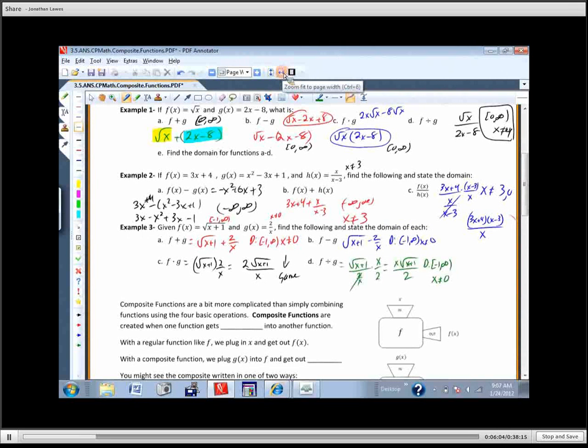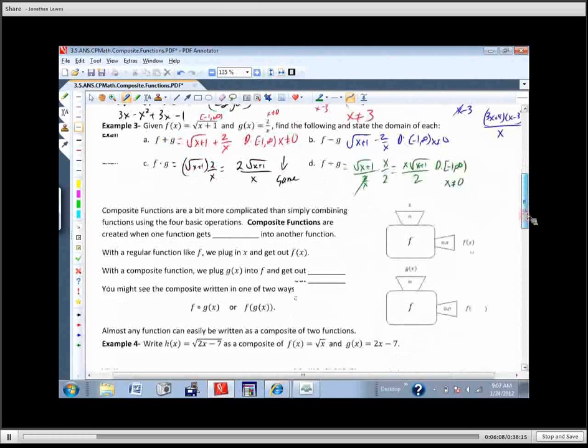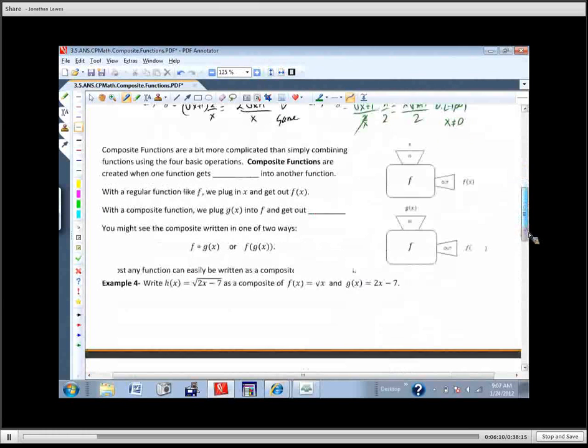All right. Okay, let's talk about composite functions for a second. Composite functions are a little bit more complicated than just combining functions by adding, subtracting, multiplying, or dividing. Composite functions are created when one function gets, we'll call it, plugged into another. So when we take one function and we plug it into another one.